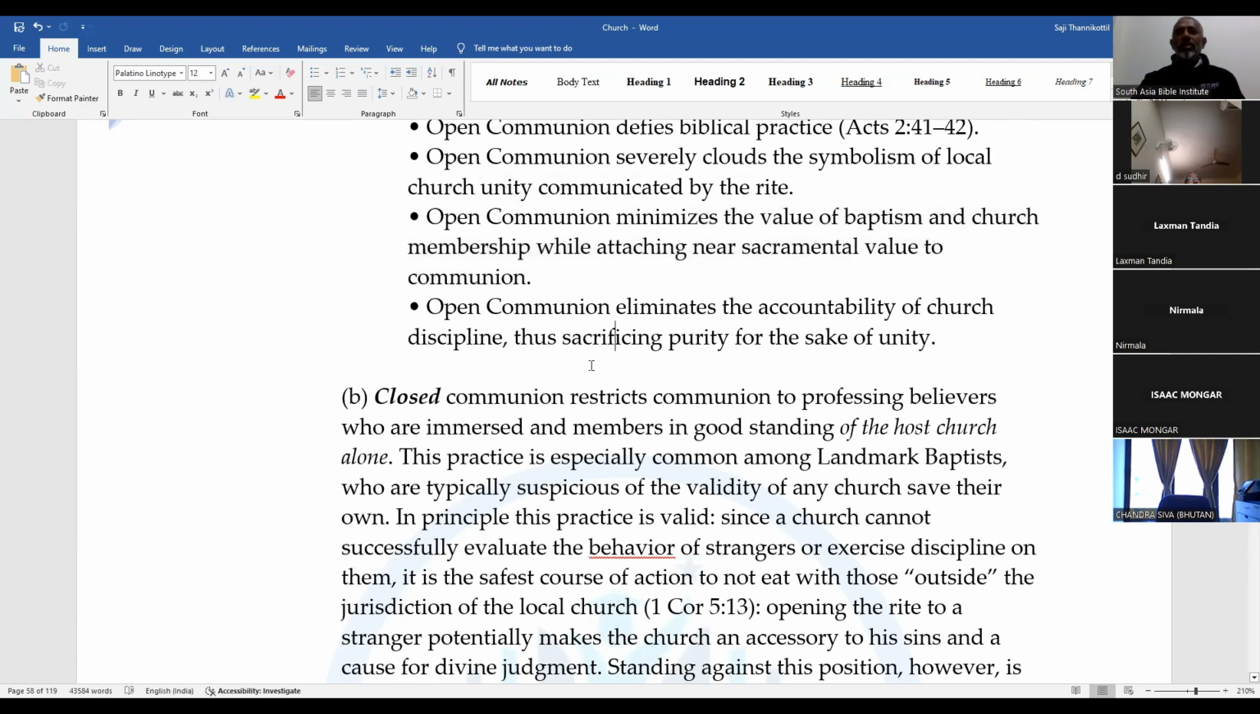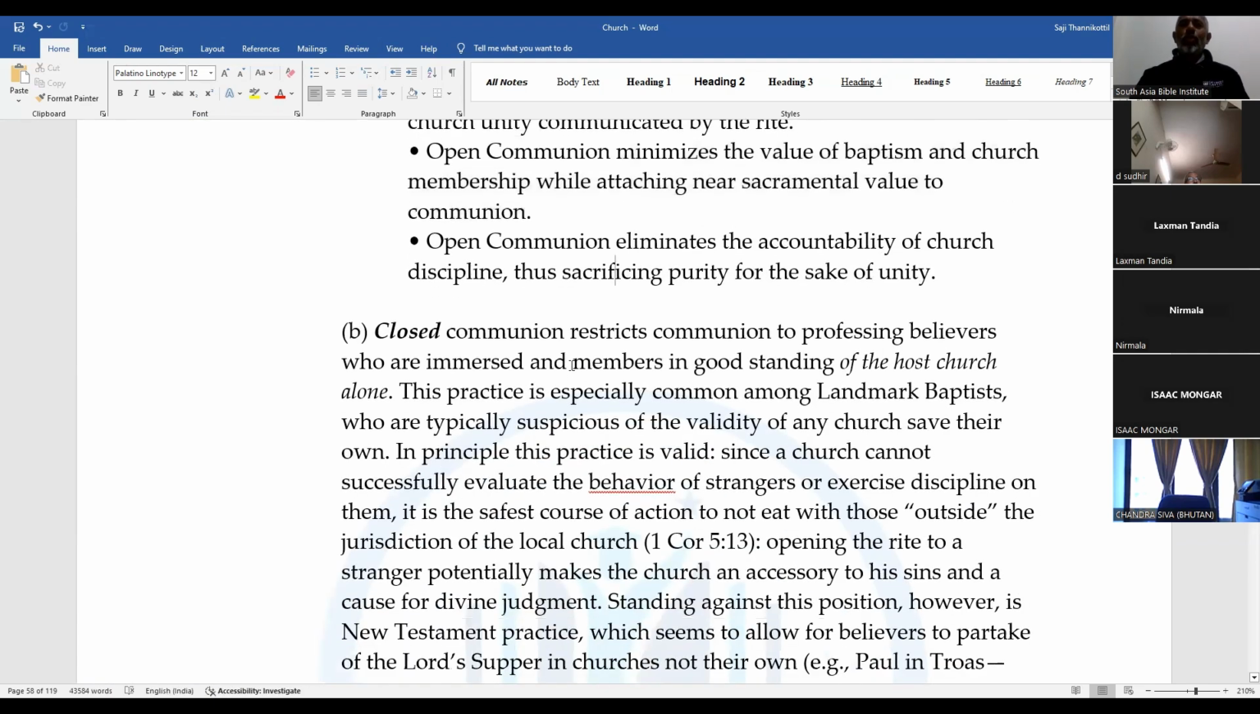The next one is the last one. Open communion eliminates the accountability of church discipline, sacrificing purity for the sake of unity. That means no accountability at all. Whoever comes, you give. So where is the accountability? Where is the purity of the church? All these things are very, very important, right?